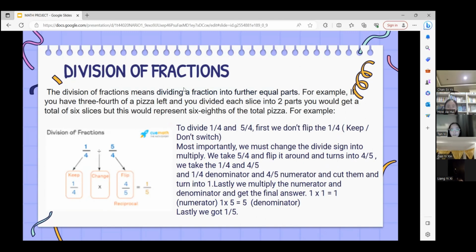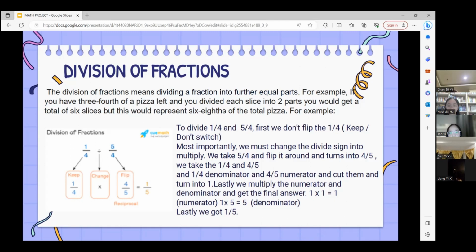For example, as you can see, we have 1 over 4 divided by 5 over 4. The first step is we look at 1 over 4. We just copy it the same way as 1 over 4, and we change the divide sign into a multiply sign. Next, we look at 5 over 4. We flip the 5 over 4 into 4 over 5.